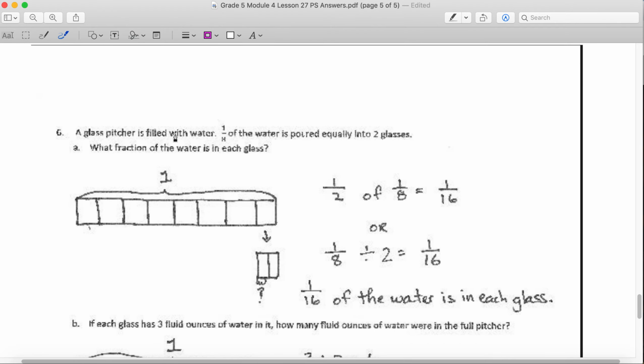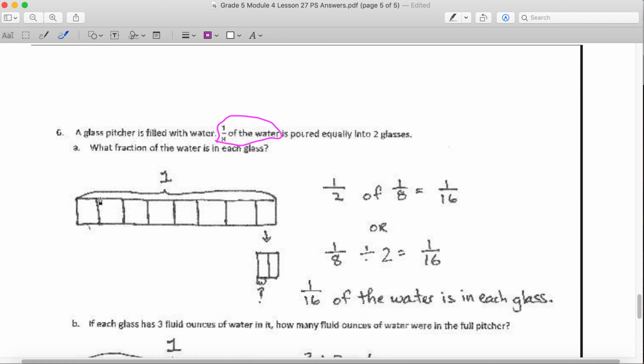A glass pitcher is filled with water. Does that say 1/2? Can't read. Of the water is poured into, or is that 1/8? Oh, that's 1/8. 1/8 of the water is poured equally into 2 glasses. So first of all, I need 1/8 of water.